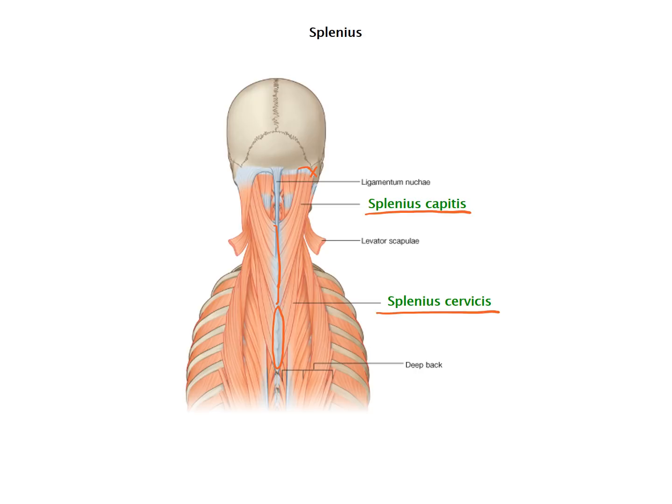Again, the splenius muscles will participate only in ipsilateral rotation, along with lateral flexion and extension of the head and neck. And just as a reminder, this muscle, the splenius, is going to be innervated by the dorsal primary rami.